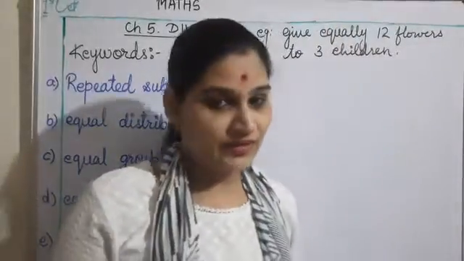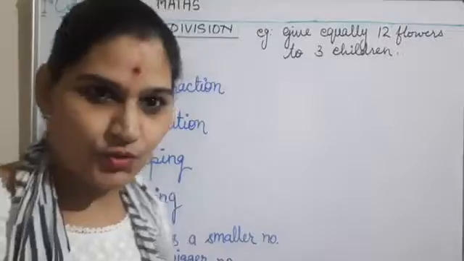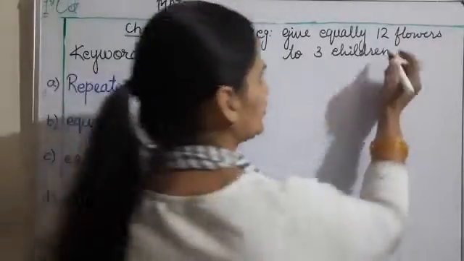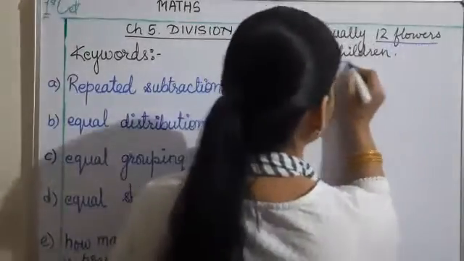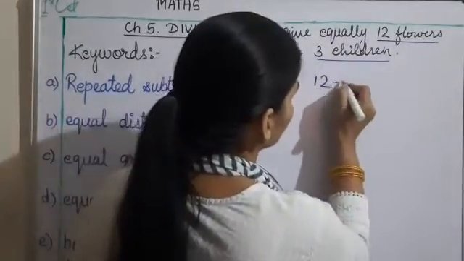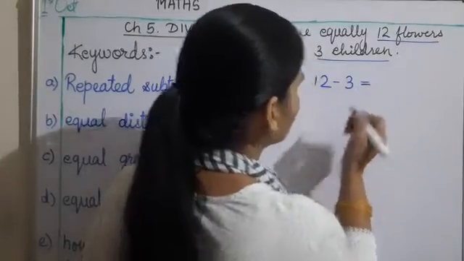We divide children when we have to give something equally. Okay. So here is an example. Give equally 12 flowers to 3 children. 12 flowers हैं, 3 children को दे दिया. Okay. So what I'll do, out of 12, I'll give one flower to each child.